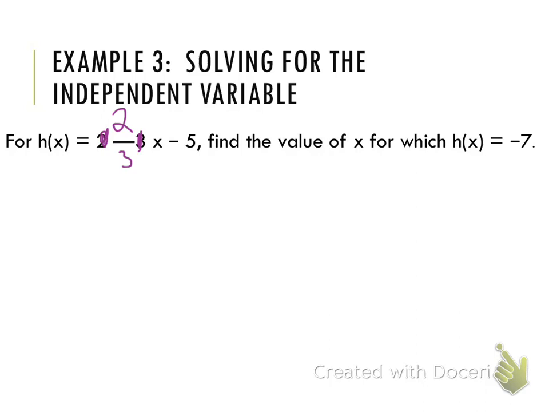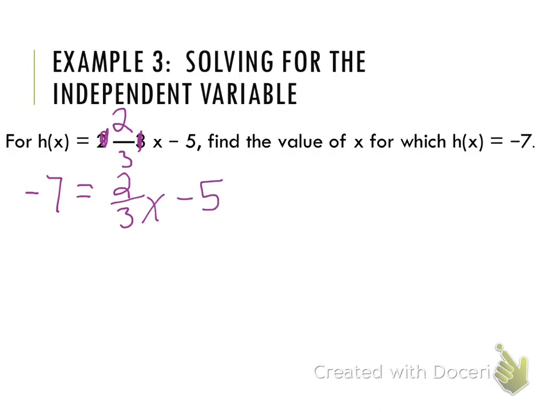Alright, so this time our x is not given to us. What's given to us is what h of x is. In other words, what the y is. So what we're going to do here is just put that in for the h of x. So negative 7 is going to equal 2/3 x minus 5.